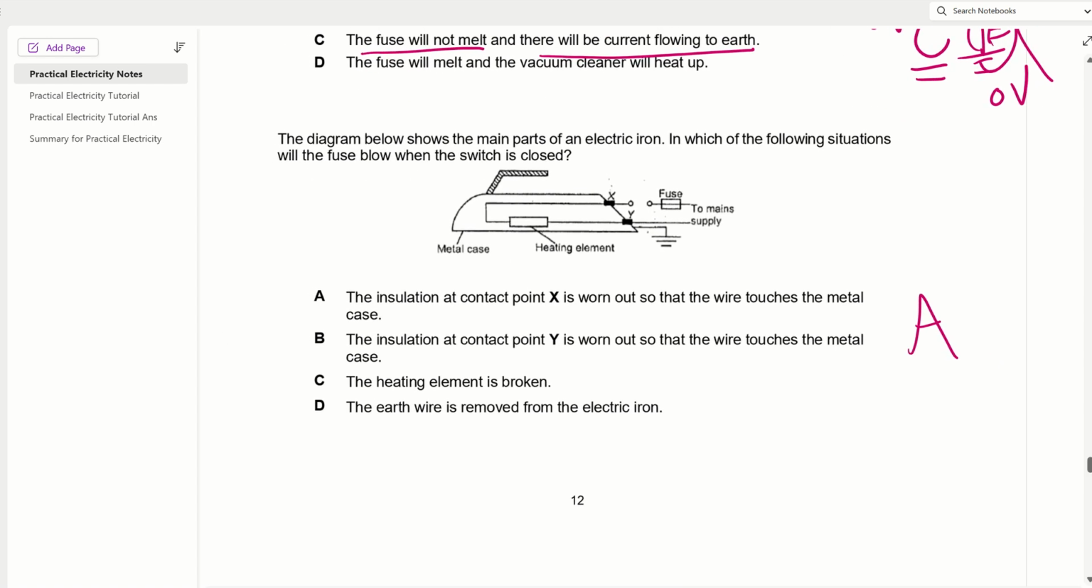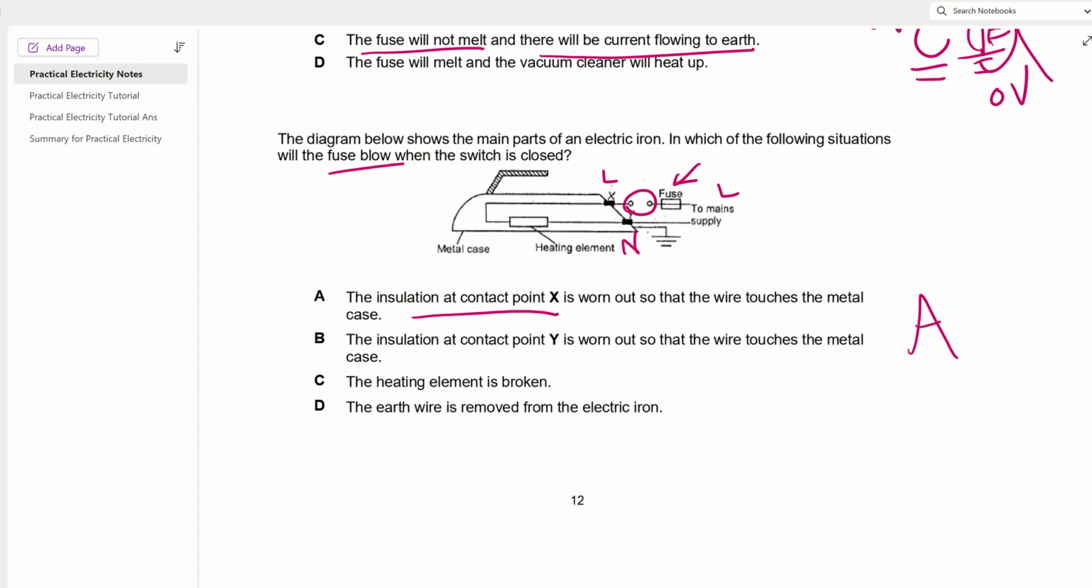Okay, let's look at the next question. The diagram below shows the main part of an electric iron. In which of the following situations will the fuse blow when the switch is closed? So the switch is here, the fuse is here. This is my live, so X is live, and Y is actually neutral. So the answer is A.